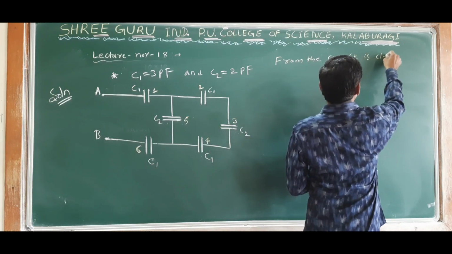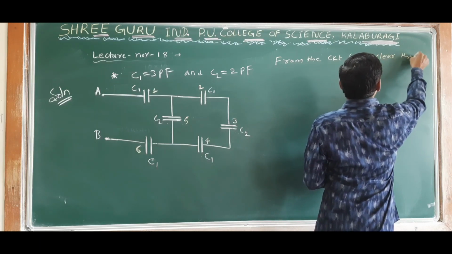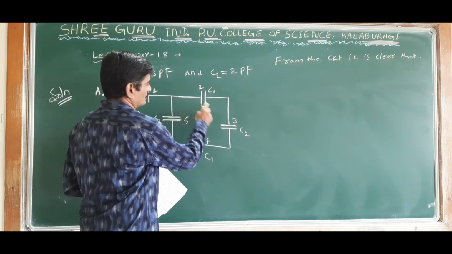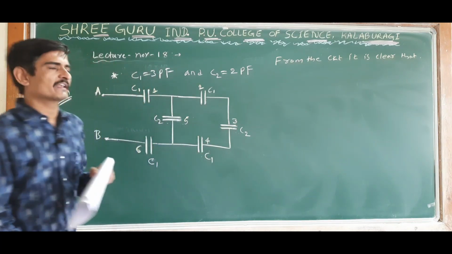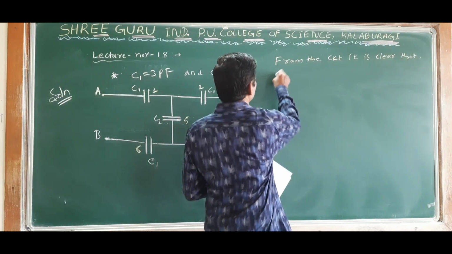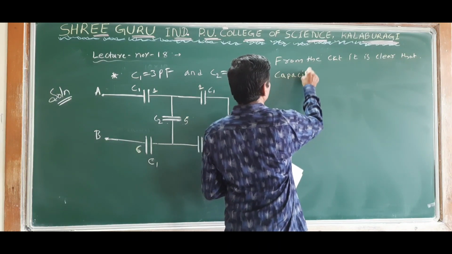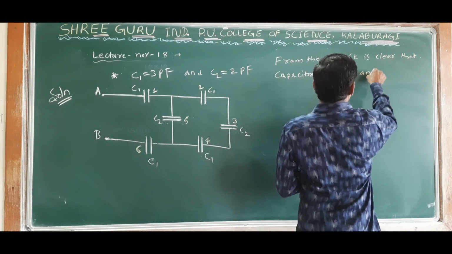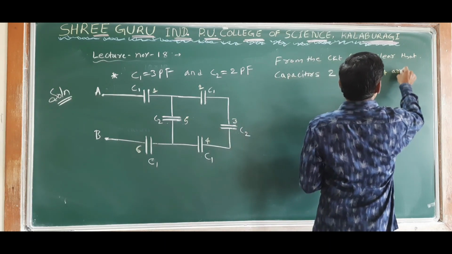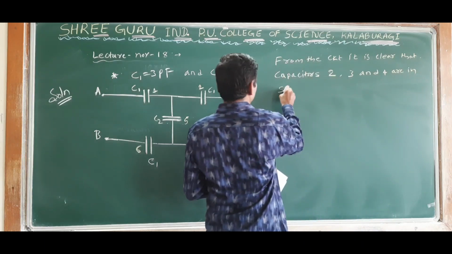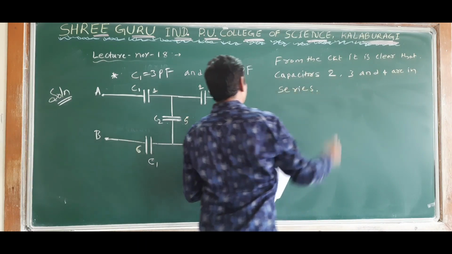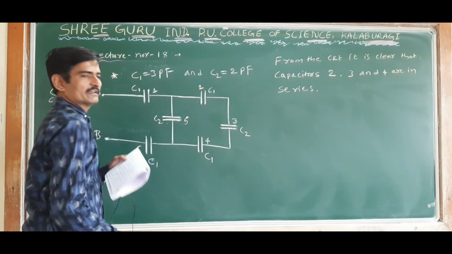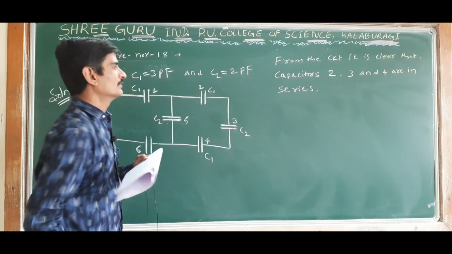Now from the circuit, it is clear that capacitors 2, 3 and 4 are in series. See here, capacitors 2, 3 and 4 are in series.